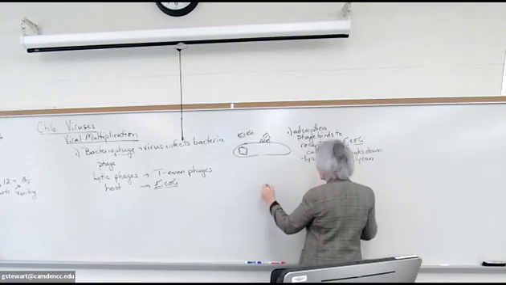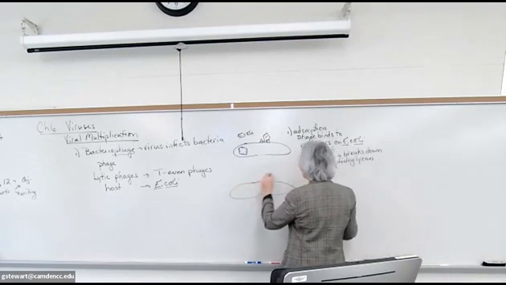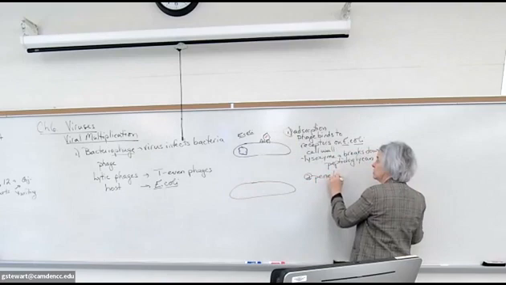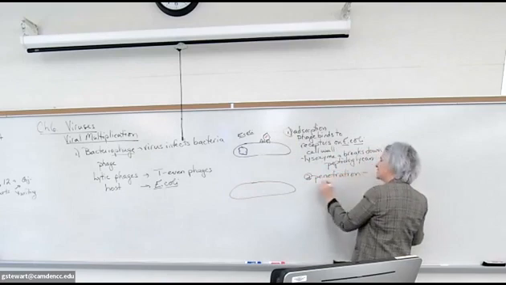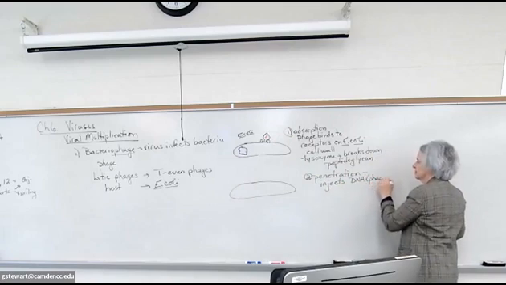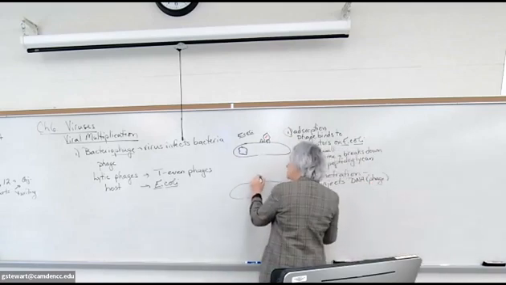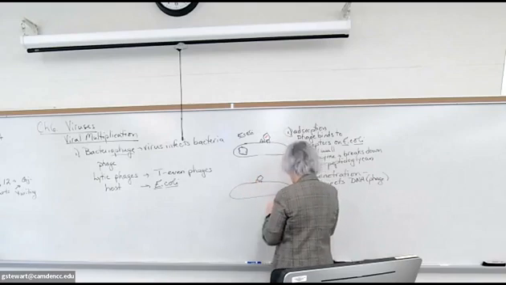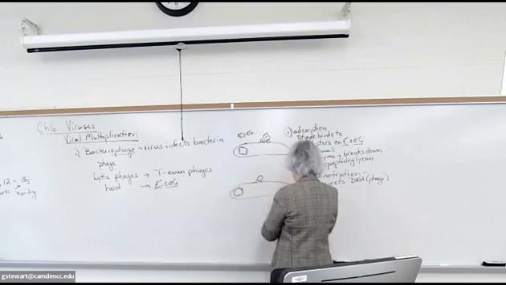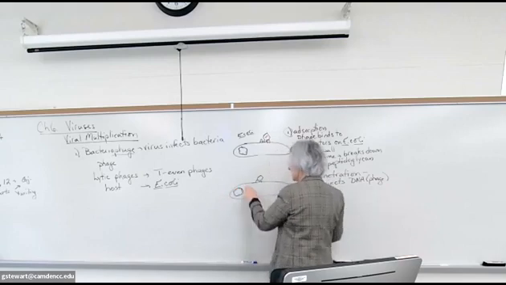And then step 2, penetration. The phage injects its DNA like a little tiny syringe into the E. coli. And the empty phage head stays on the outside of the cell. So I'm just going to leave that like a ghost drawing there, and we actually call them ghost heads. And the DNA comes inside the cell.